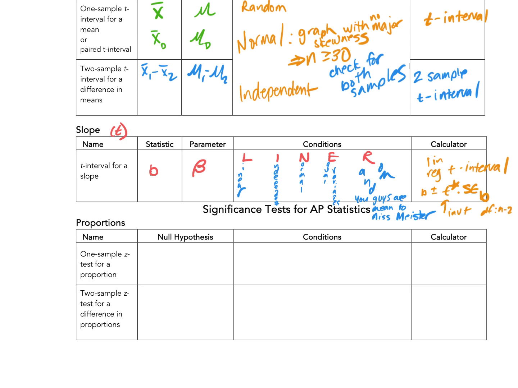You said star and I kept writing star everywhere. And then I was like, why am I writing stars? The standard error of the slope. Oh, okay.